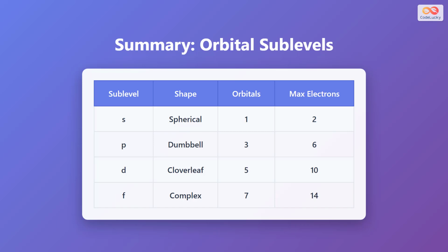Let's summarize what we've learned. The s sublevel has a spherical shape with 1 orbital holding 2 electrons maximum. The p sublevel has a dumbbell shape with 3 orbitals holding 6 electrons maximum. The d sublevel has a cloverleaf shape with 5 orbitals holding 10 electrons maximum. And the f sublevel has a complex shape with 7 orbitals holding 14 electrons maximum. Understanding these orbital types and their electron capacities is fundamental to predicting how atoms will bond and interact with each other in chemistry.